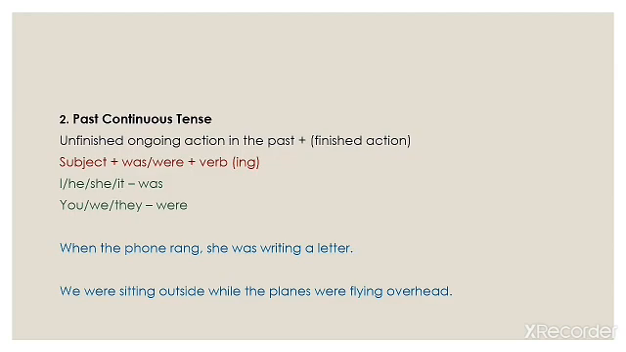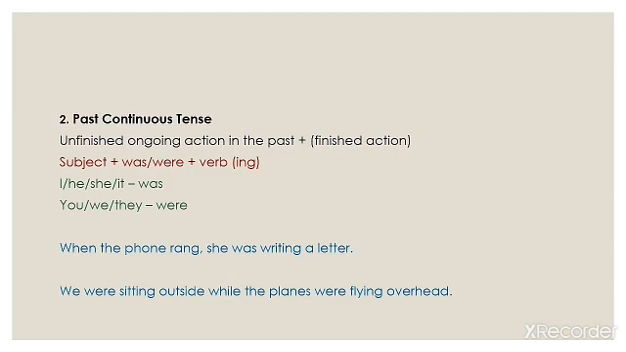So how do we get to know where do we have to use was and where do we have to use were? It's very simple. With I, he, she, it we use was. With you, we, they we use were. For example, when the phone rang, she was writing a letter. And other example is, we were sitting outside while the planes were flying overhead.